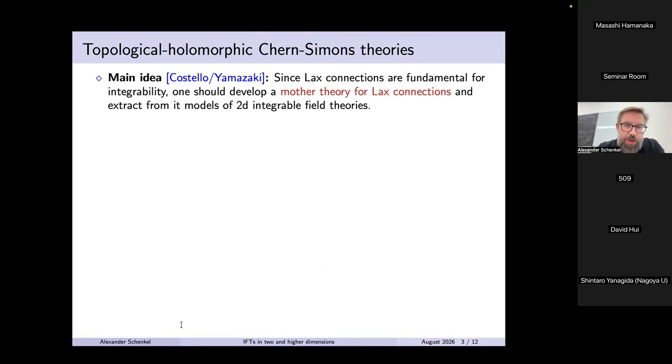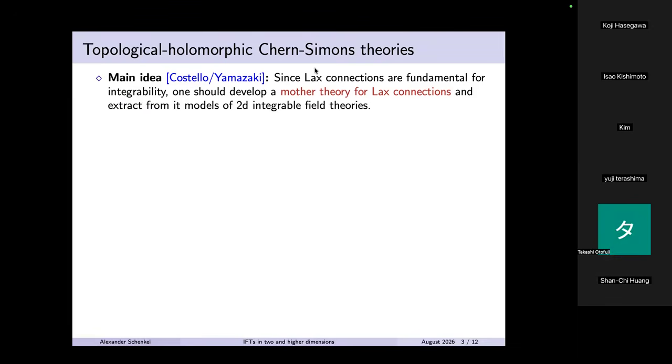the notion of gauge theory, which is linked to integrability, is what people call a topological holomorphic Chern-Simons theory. I will say a few words about this here. So the main idea, which goes back to works of Costello and Yamazaki, is the following. And this idea, a posteriori, after they tell you that idea, of course, completely makes sense. But it is, in my opinion, a very excellent achievement of these two, that they were able to identify and phrase this idea. So the idea is as follows.